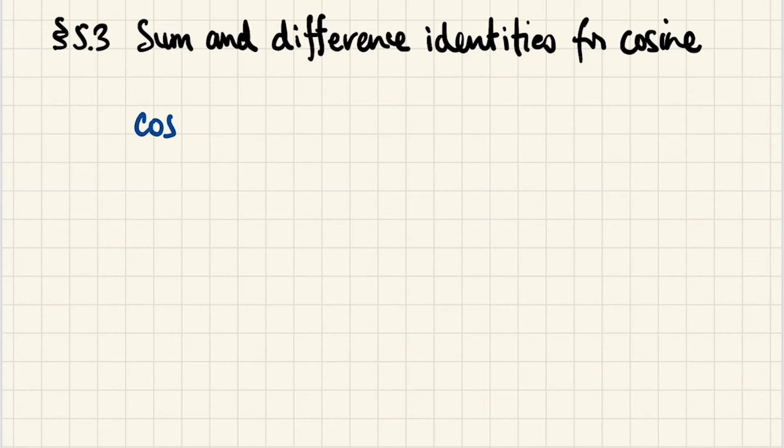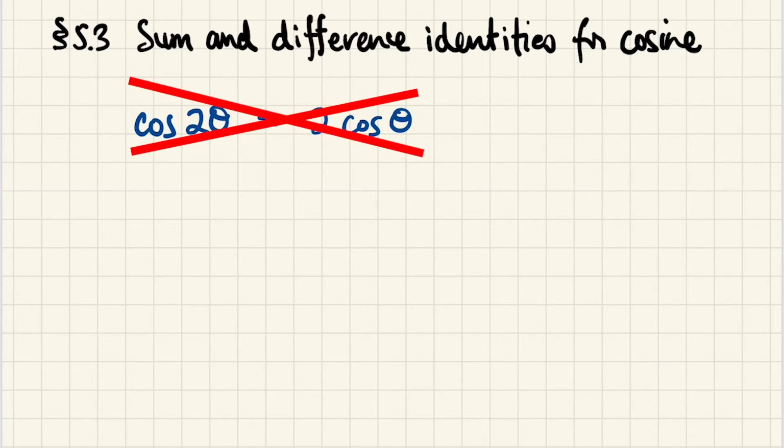If you have cosine of 2 theta, so cosine of 2 times an angle, can we say that that's 2 times cosine of the angle? In other words, can we factor a coefficient of theta out of the trig function? Now the answer is a resounding no. We are not allowed to do that.